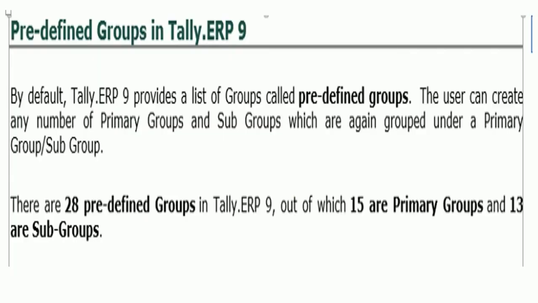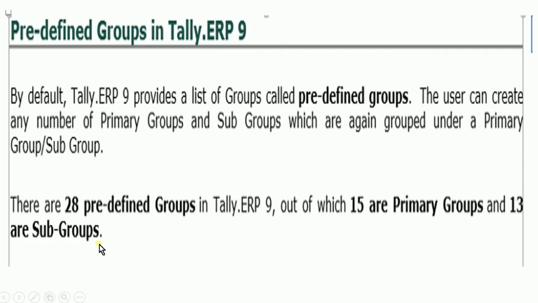In Tally, there are predefined groups. Predefined groups means already available groups. When we create a company, by default it gives some heads, and those heads are called predefined groups. In Tally, there are 28 predefined groups. Of these, 15 are primary groups and 13 are subgroups.